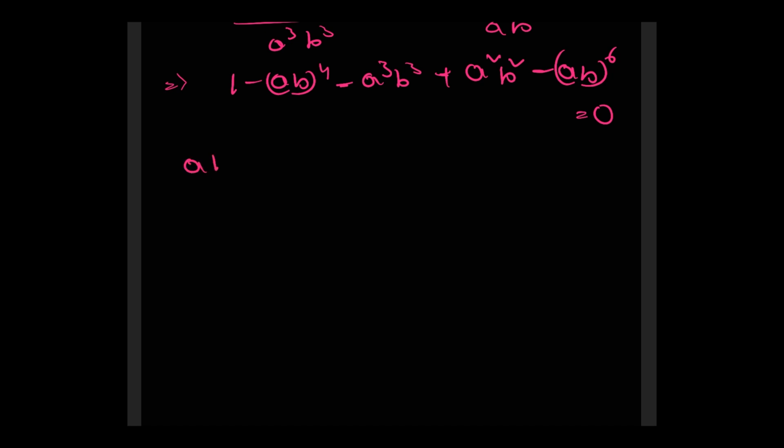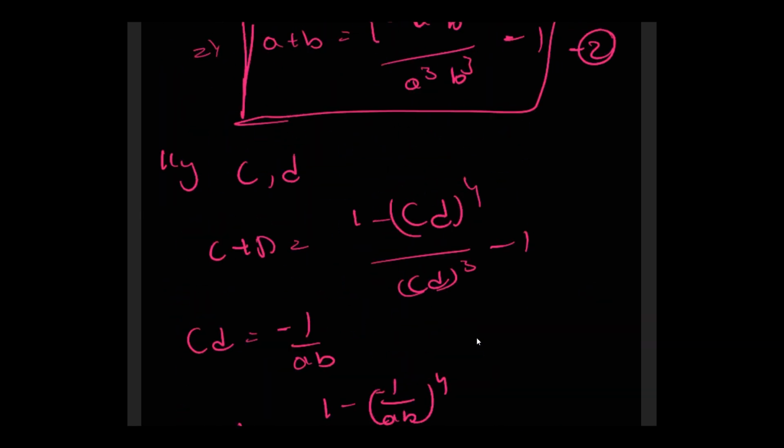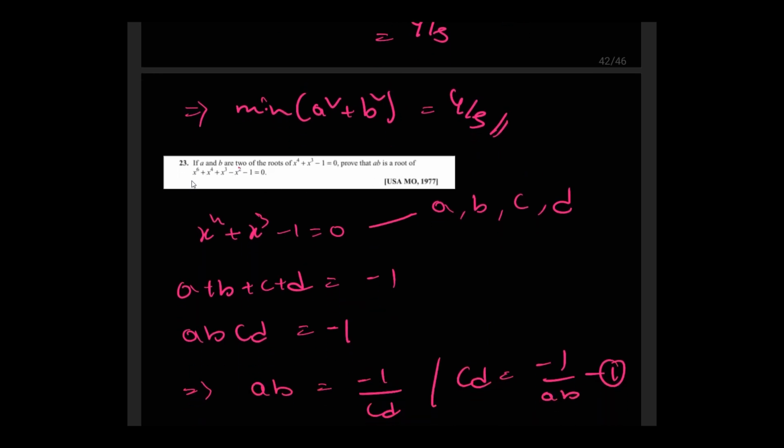Now ab equals x, substitute, we will get 1 minus x power 4 minus x cube plus x square minus x power 6 equals 0. That equals x power 6 plus x power 4 plus x cube minus x square minus 1 equals 0. Hence proved. We got the final equation. Therefore, ab is a root of the equation x power 6 plus x power 4 plus x cube minus x square minus 1 equals 0.